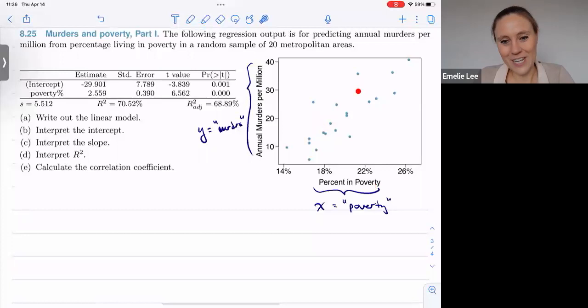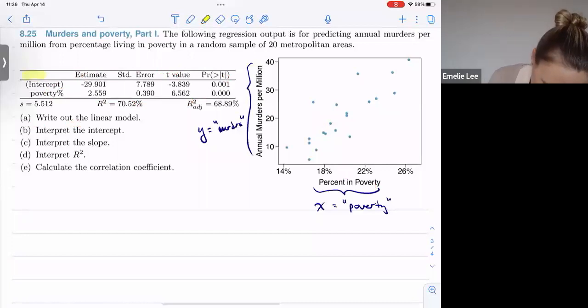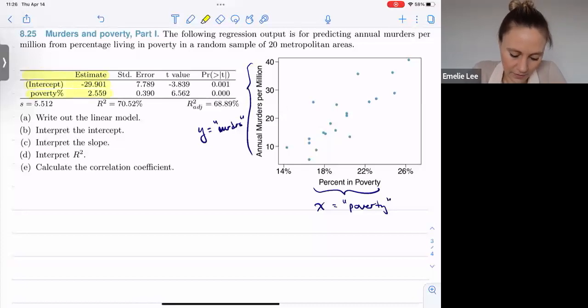So the graph tells me which is my X and which is my Y. Okay, and the first part that we're going to do is write out the linear model. Now this looks like a lot, but for our purposes here, all we're really interested in is these first two columns. So that's all that you need to look at here. And I think you could probably even figure it out without me telling you what's going on here, right?